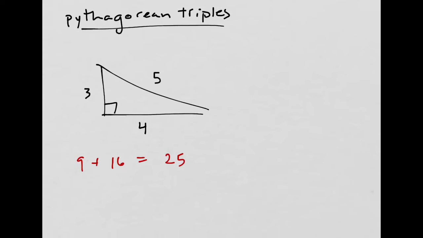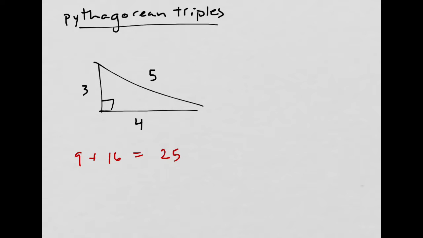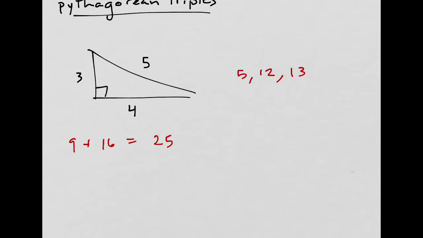Some other Pythagorean triples, so 3, 4, 5 is a Pythagorean triple, 5, 12, and 13 is a Pythagorean triple, and you can test it out. 5 squared is 25, 12 squared is 144, 144 plus 25 is 169, and that's 13 squared. So we have 3, 4, 5, that's a common Pythagorean triple, 5, 12, 13, and also we got 8, 15, and 17.